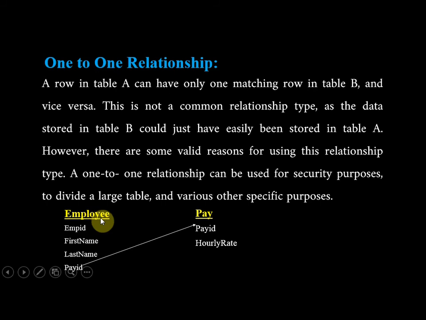Now in this example, we could put the hourly rate field straight into the employee table, and not bother with the pay table. However, hourly rate could be sensitive data that only certain database users should see. So by putting the hourly rate into a separate table, we can provide extra security around the pay table, so that only certain users can access the data in that table.